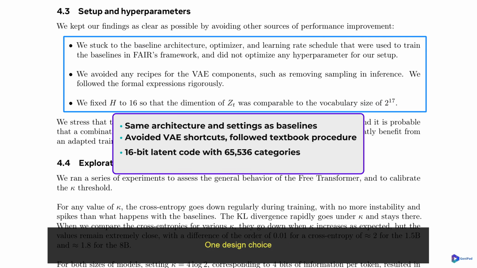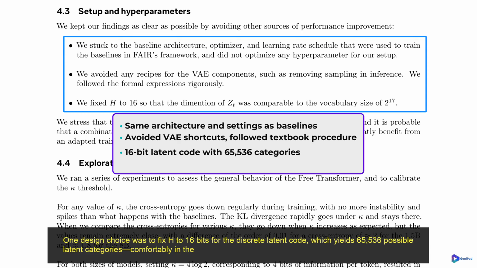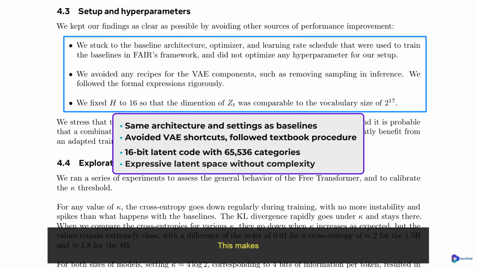One design choice was to fix H to 16 bits for the discrete latent code, which yields 65,536 possible latent categories, comfortably in the same ballpark as a large token vocabulary. This makes the latent space expressive without being unwieldy.